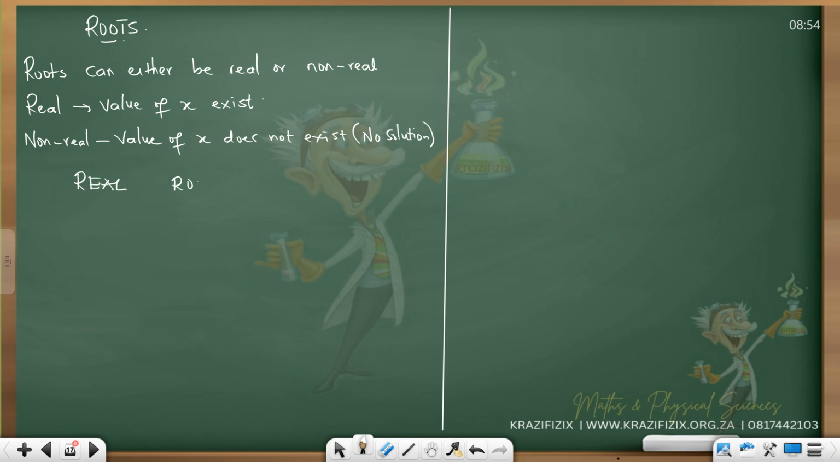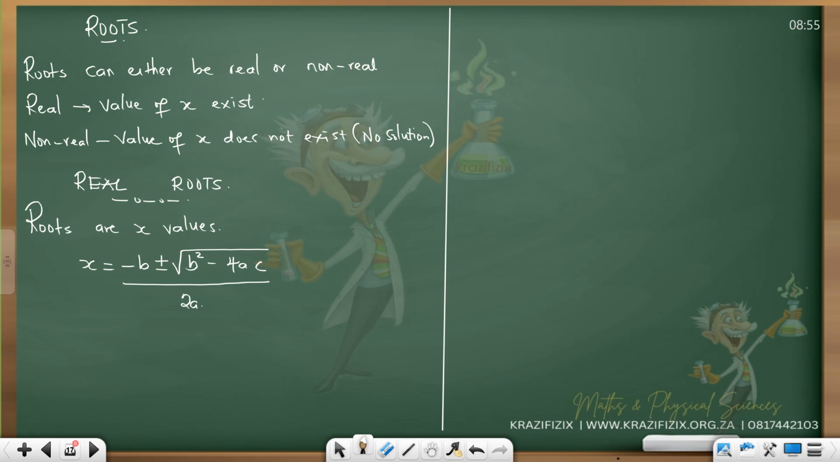So let's look at real roots. Let's take it step by step. When I'm done, I'm going to give you one page that covers everything, but I want to break it down first. Real roots. And I'm going to repeat a lot. Roots are x values. So x equals minus b plus or minus square root of b squared minus 4ac over 2a.